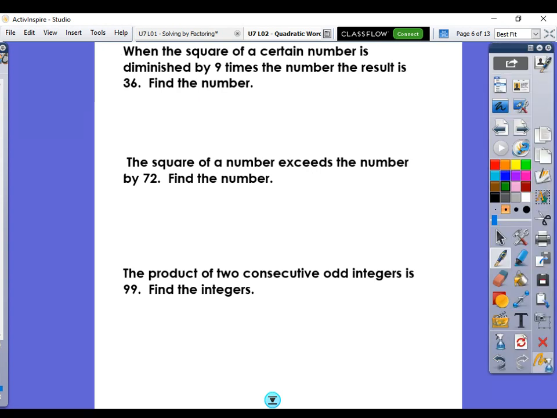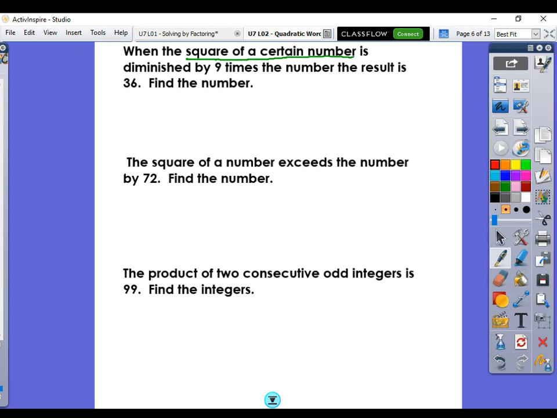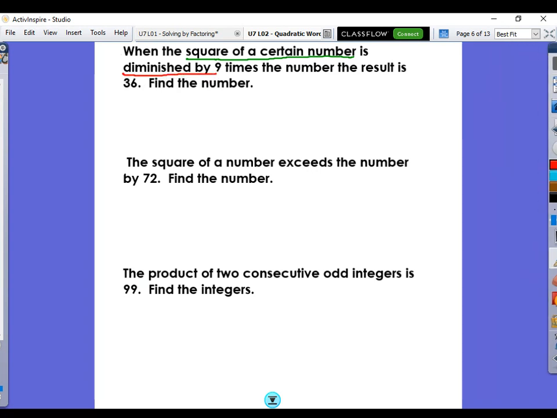So let's start this off. When the square of a number, square of a certain number, I'm going to go ahead and underline that because that's one of our expressions already, is diminished by 9, by what?